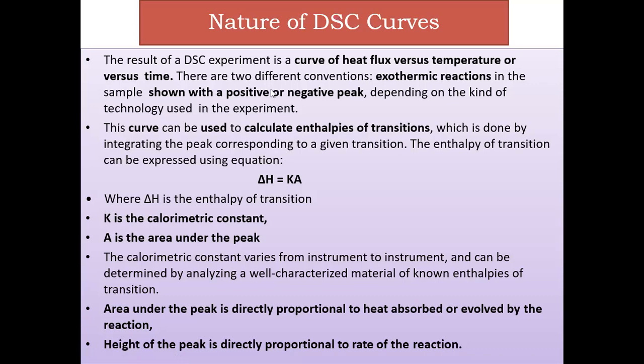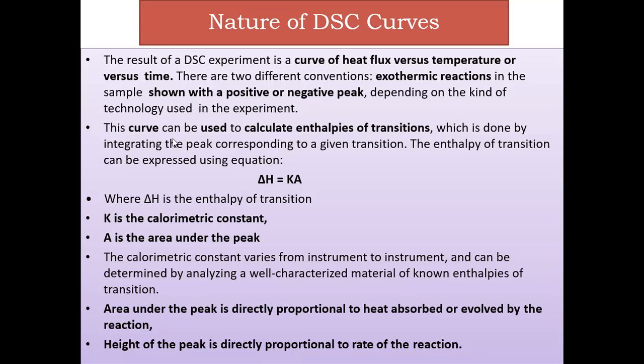And there are two different conventions. One is, as I told already, either heat absorbed or heat released. So exothermic reactions will be there, and in that we can observe two types of peaks: one is a positive peak and the other a negative peak. We will see with the help of a graph what these positive and negative peaks are, depending on the kind of technology used in the experiment. So we will be seeing exothermic reactions with a positive or negative peak.